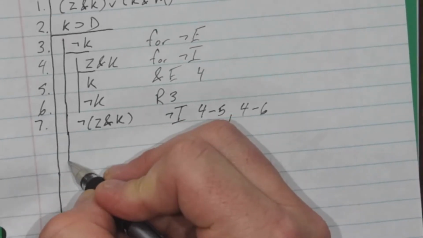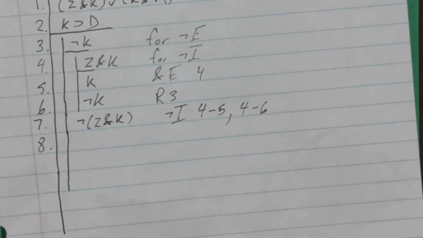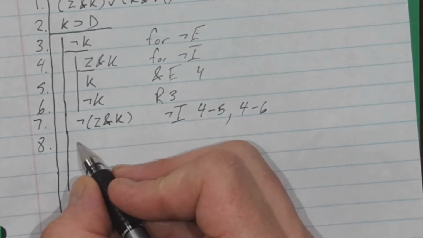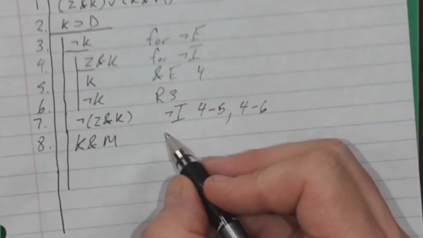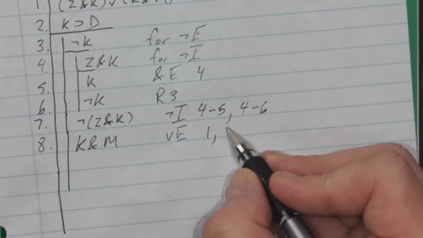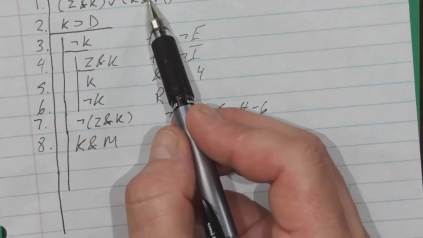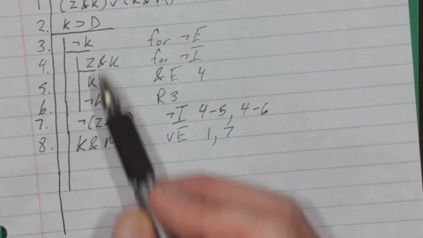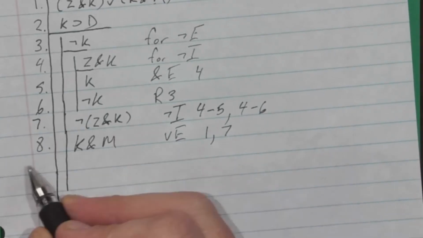Now, we're still in this subproof, so let's extend that line a little bit further. And so, we have, it's not the case that Z and K, and don't forget we have this disjunction up above. So at this point we're going to be able to assert K and M via our disjunction elimination rule, and we're just going to cite 1 and 7 for that. Because if we have a disjunction, we know that one of the disjuncts must be true in order to make that true, and we have shown that Z and K is not true. Okay, so at this point we now have K and M.